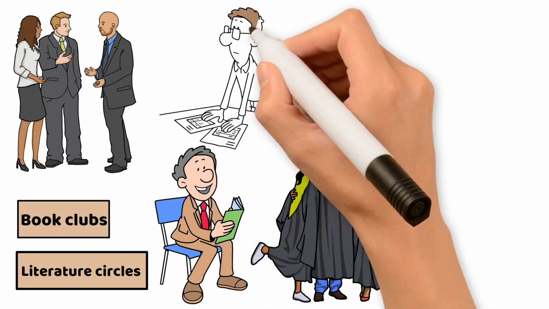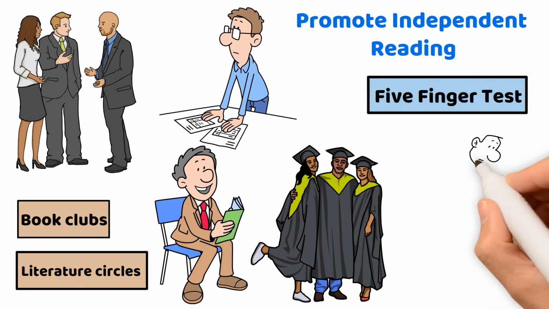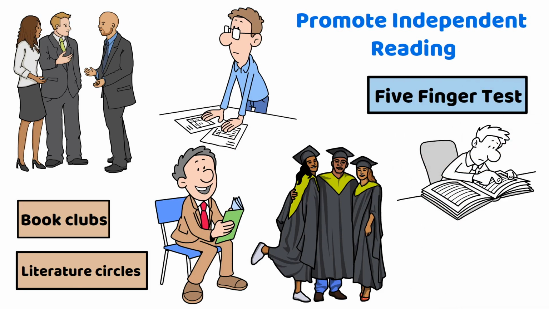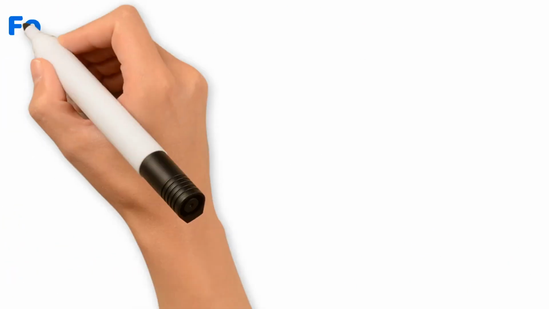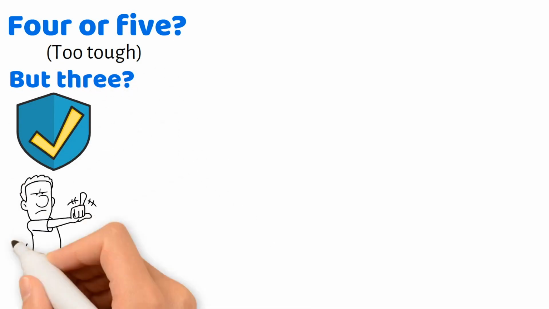As teachers, we need to promote independent reading, teach them the 5-finger test. Have them read a random page in a book, raising a finger for each unknown word. 1 or 2 fingers? Too easy. 4 or 5? Too tough. But 3? Just right.